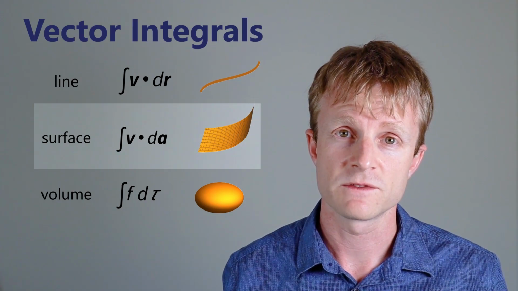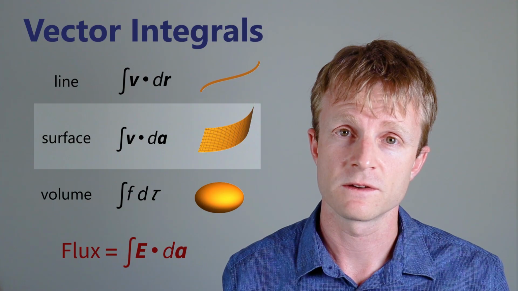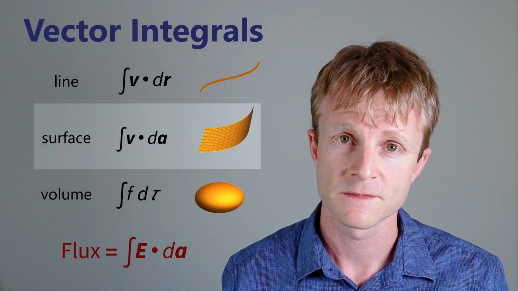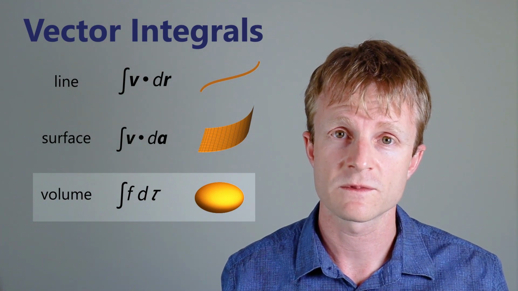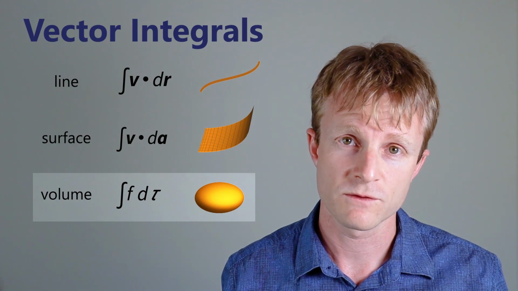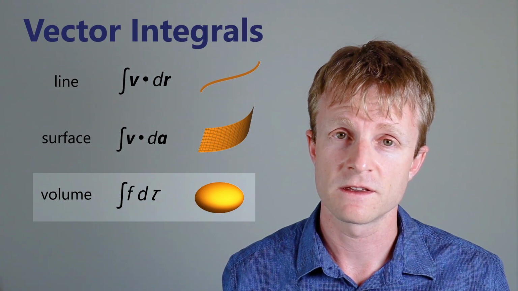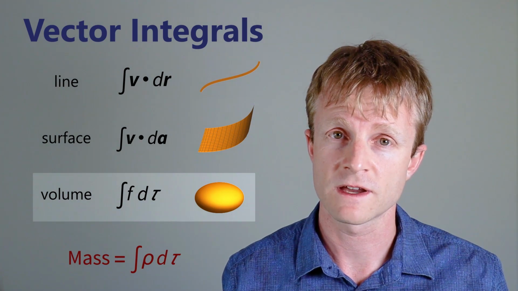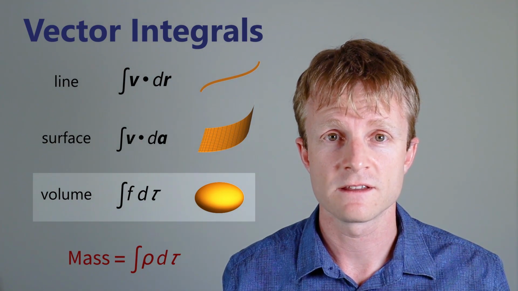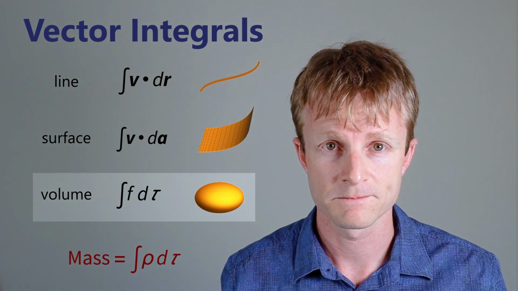A surface integral involves a vector field v integrated over a surface. The main example of this in physics is the flux, like the electric flux that appears in Gauss's law. And finally, a volume integral is the integral of a scalar, or sometimes a vector, over some region of three-dimensional space. A good example to think about here is the mass. If you have an object and it has some density, rho of xyz, and you integrate that density over the region of the object, you will get the total mass.